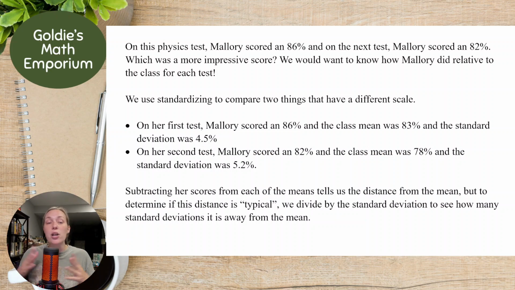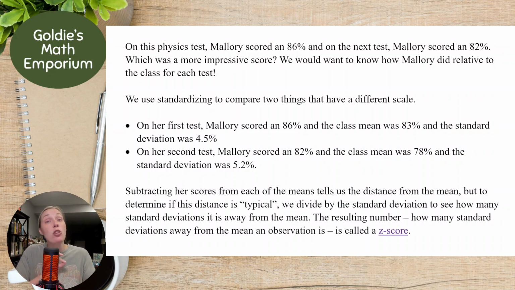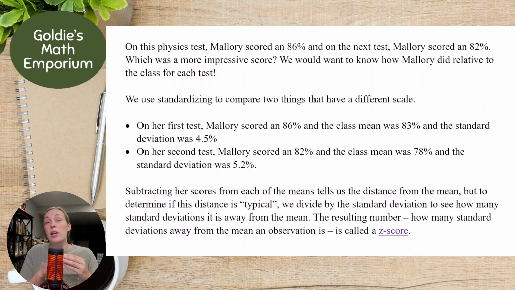So if we subtract her scores from each of her means, that tells us the distance from the mean. But to determine if that distance would be considered typical relative to the rest of the class, we want to divide that distance by the standard deviation to see how many standard deviations away from the mean it actually is. Okay, so the resulting number of that calculation represents how many standard deviations away from the mean an observation is. And we have a special name for that measurement that's called a z-score. Okay.